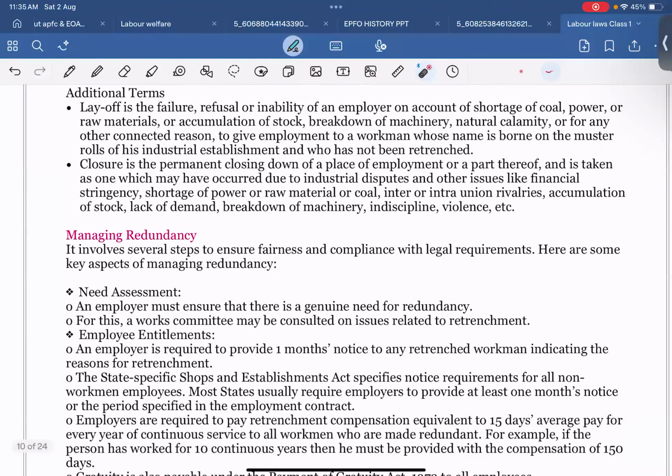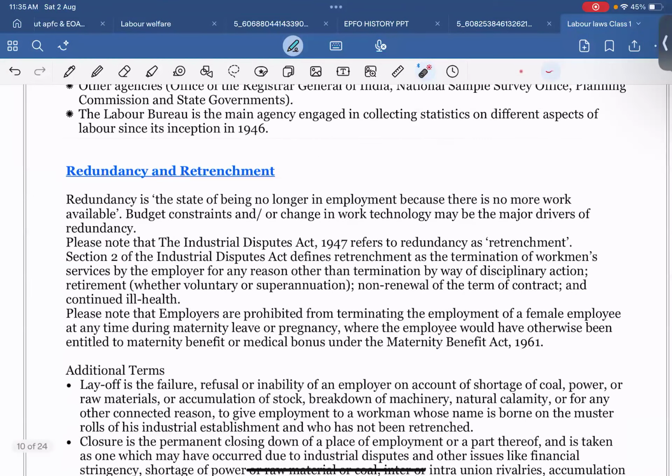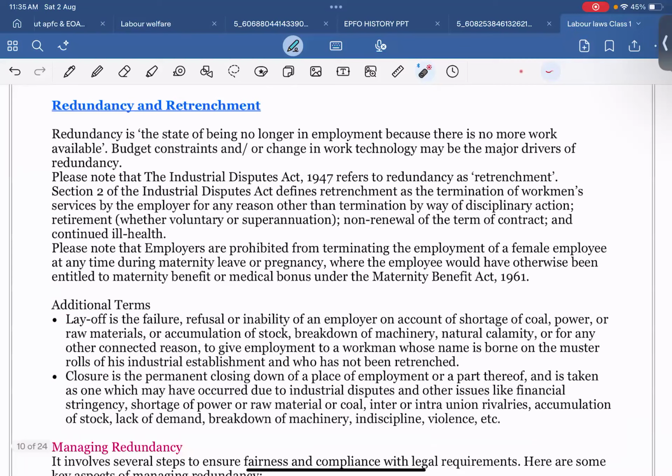Okay, then moving to redundancy and retrenchment. So, what is redundancy? Redundancy is the state of being no longer in employment because there is no more work available. Budget constraints and or change in work technology may be the major drivers of redundancy. Got my point? Is it clear to everyone?